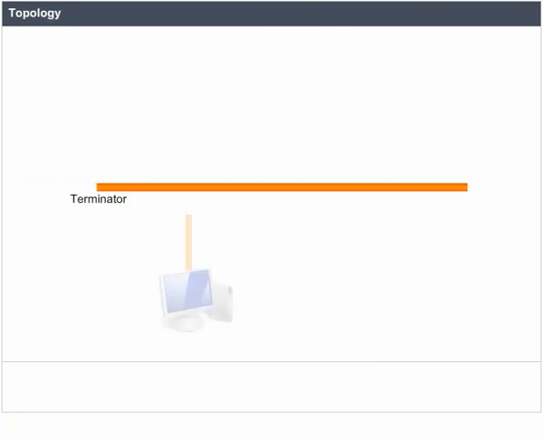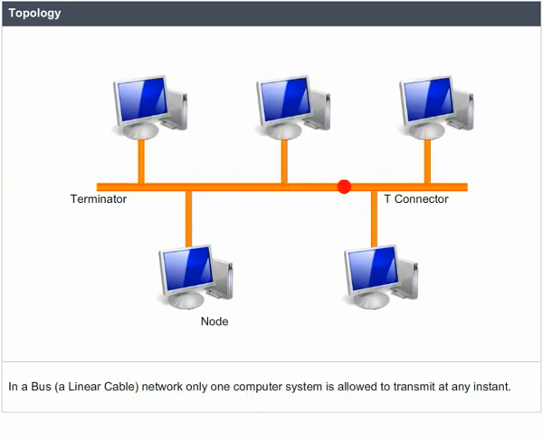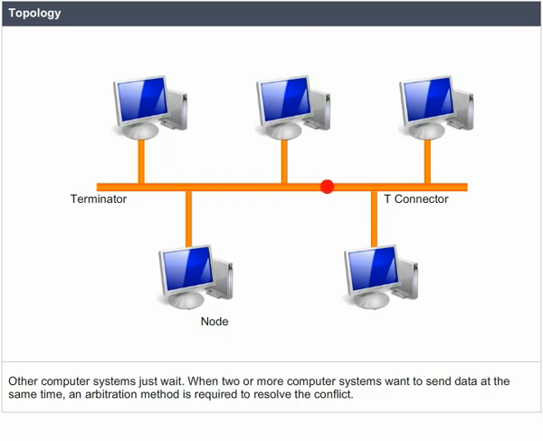Topology. One commonly used topology is a bus topology. In a bus, a linear cable network, only one computer system is allowed to transmit at any instant. Other computer systems just wait. When two or more computer systems want to send data at the same time, an arbitration method is required to resolve the conflict.